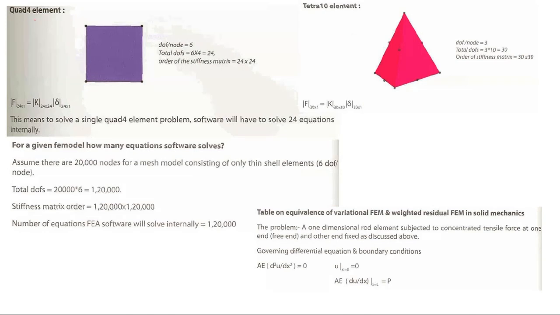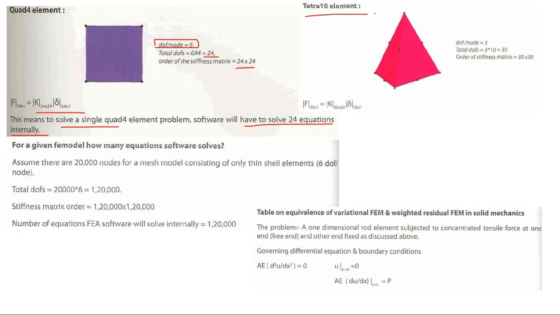For a quad element, if you see here, we have 4 nodes. Degrees of freedom per node is 6. In each joint, 6 degrees of freedom are there. So 24. So the order of the stiffness matrix will be 24 by 24. Only for this element, a 24 by 24 stiffness matrix will be there. That's the size of the stiffness matrix. This means for a single quad element, the software will have to solve a set of 24 equations internally.